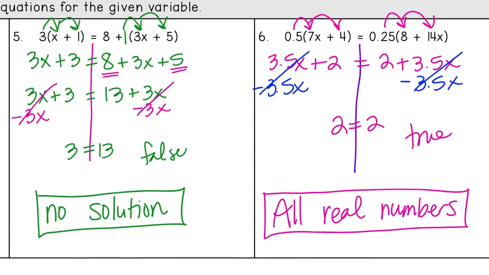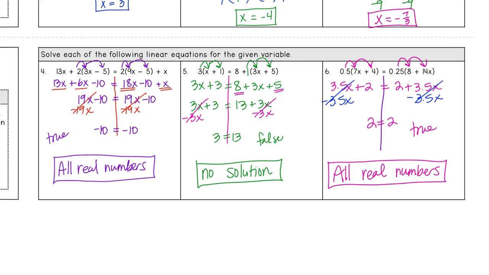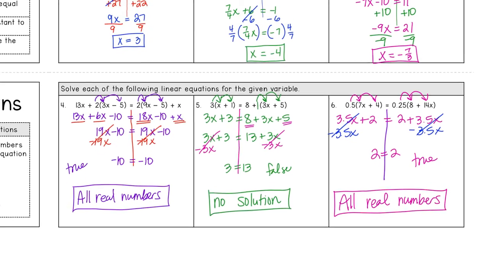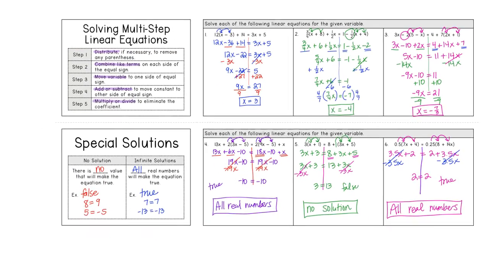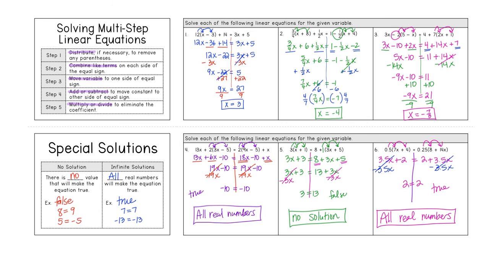Okay, so those are special solutions. Either it's infinite solutions or no solution at all. These hardly ever come up, but I just wanted you to be prepared in case you do see it. You wouldn't be confused. Most of the time, it'll be like this top area where you have a solution.